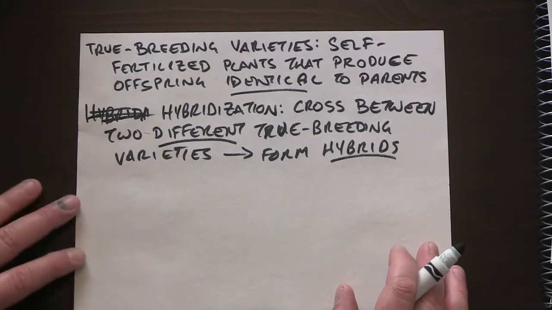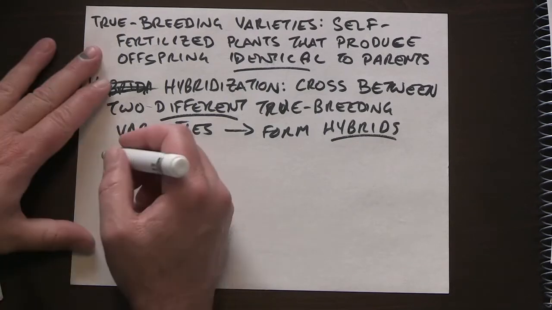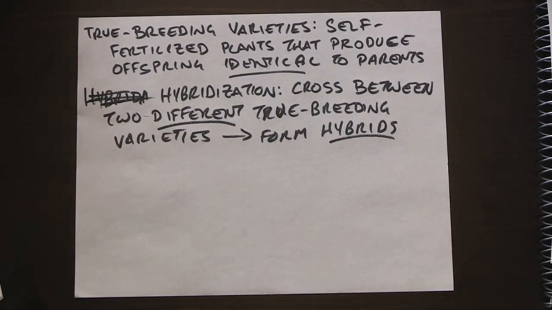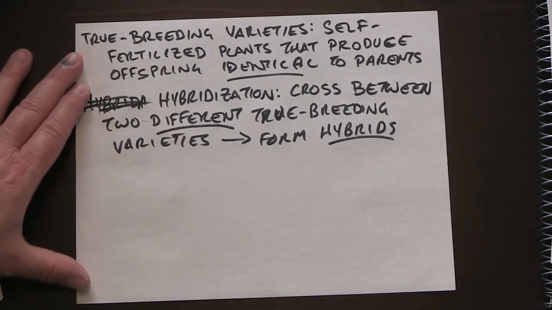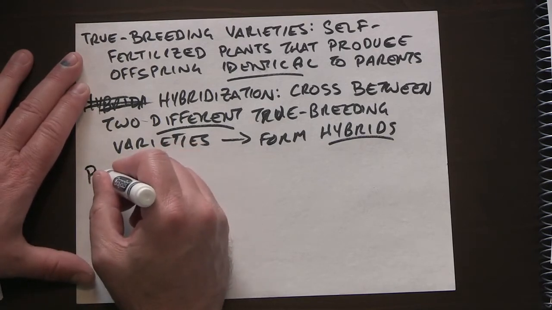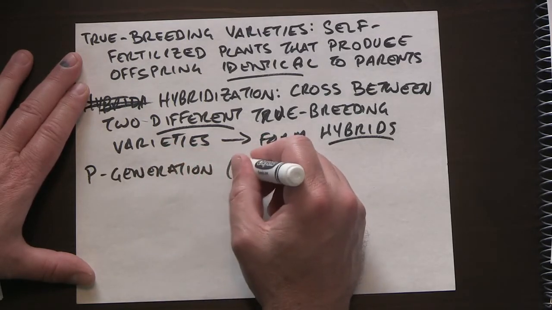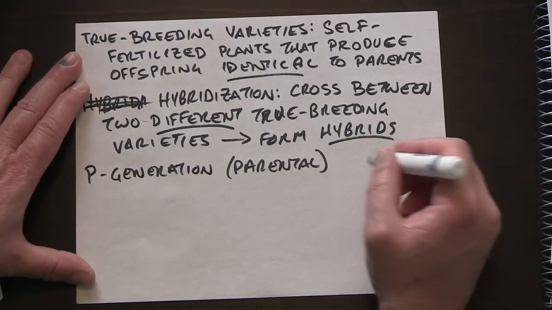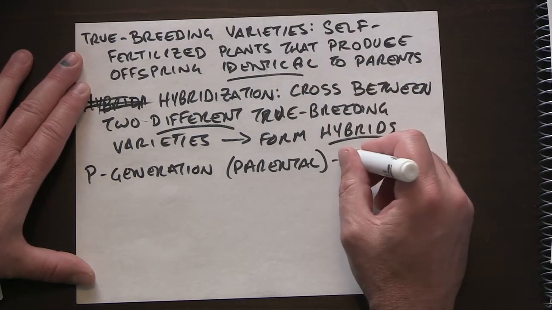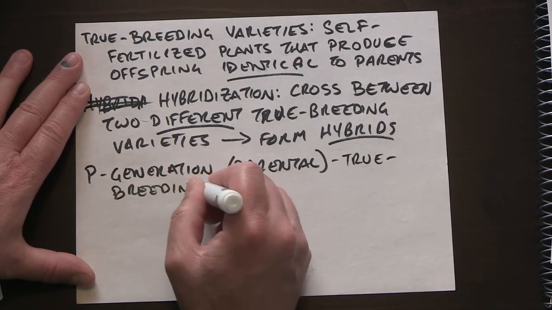Okay. People tend to struggle with this next concept. It's really not that complicated. There are these terms that we use to describe the different generations. So think of you, your parents, and your grandparents. For you, your grandparents, oddly enough, would be called the P generation, or the parental. In these particular cases, these are going to be the true breeding varieties that we're going to use for these experiments. We're going to see how he used these.